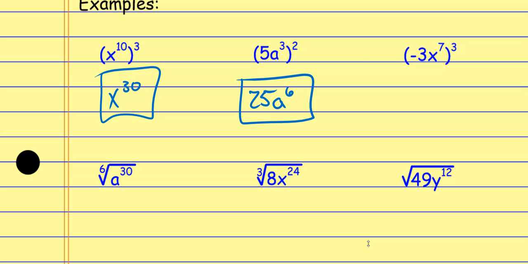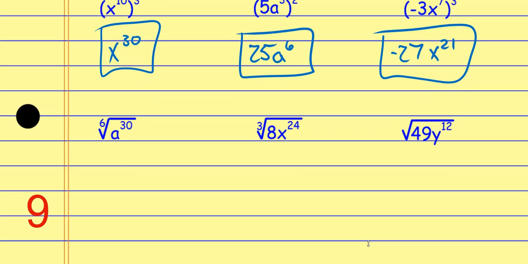Okay? Next one, negative 3 to the 3rd power. I treat that the same way I've always done exponents. Negative 3 to the 3rd power is negative 27. But exponents do something different. So the exponents get multiplied. That's an x to the 21st.